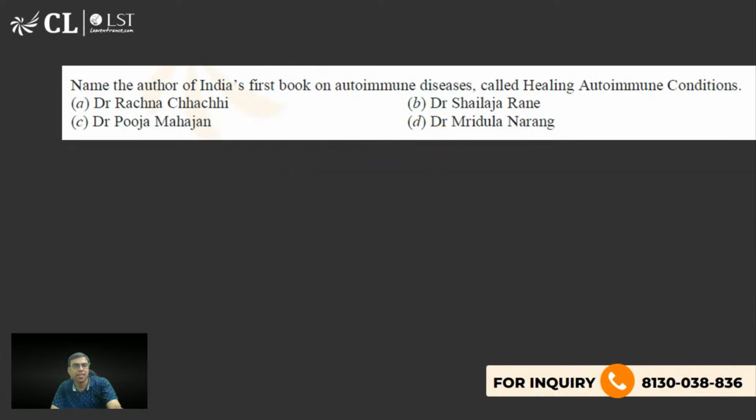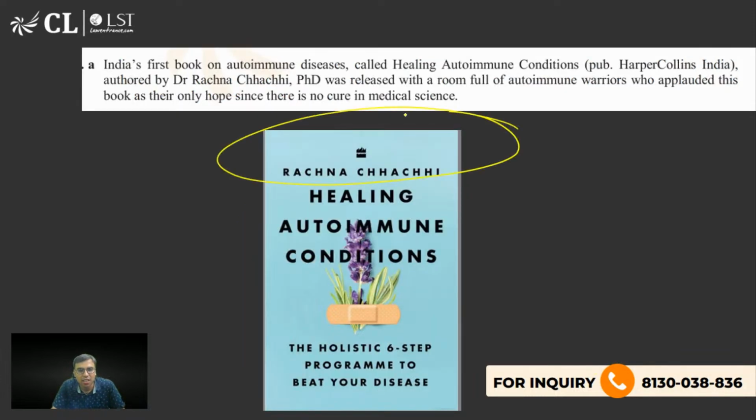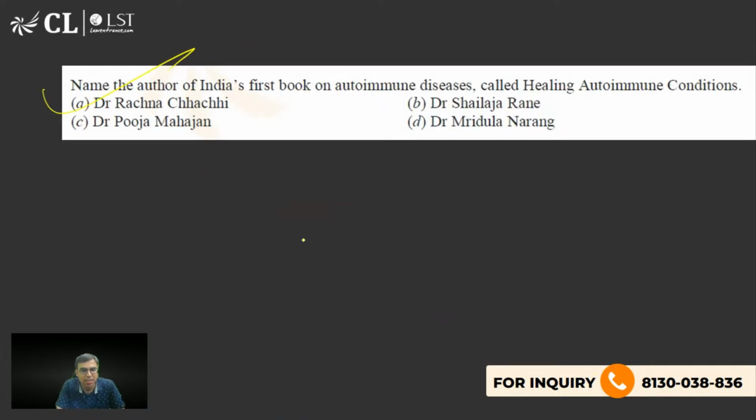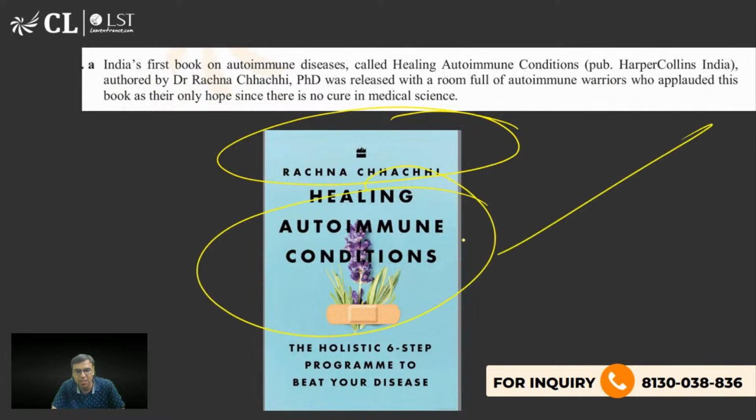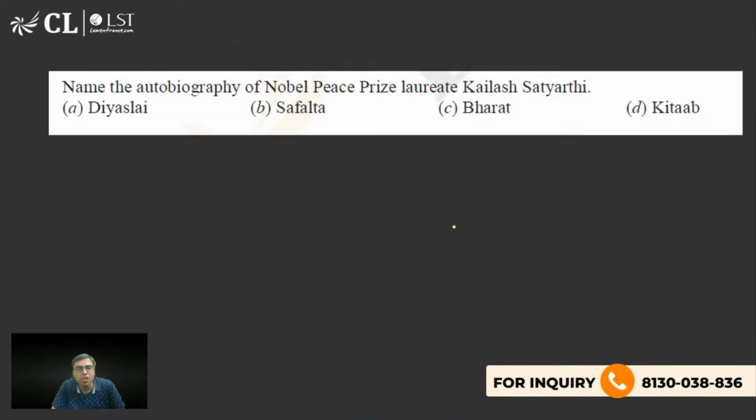Okay. So here the right answer is actually A. Healing autoimmune conditions. The next is: name the autobiography of Nobel Peace Laureate Kailash Satyarthi. The books फिर आ रहा है. We had discussed the books in the beginning of the class also, but here also you should know. Kailash Satyarthi was given the Nobel Peace Prize, I think, in 2014 along with Malala Yousafzai.